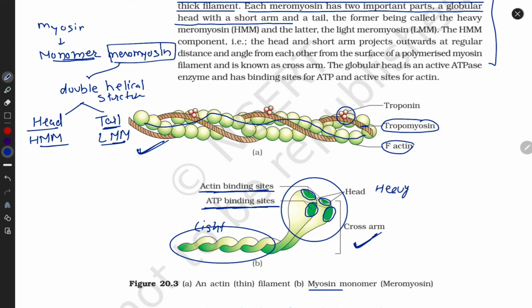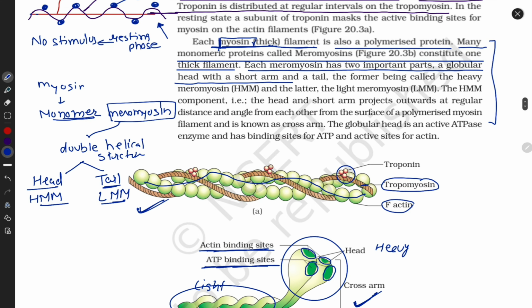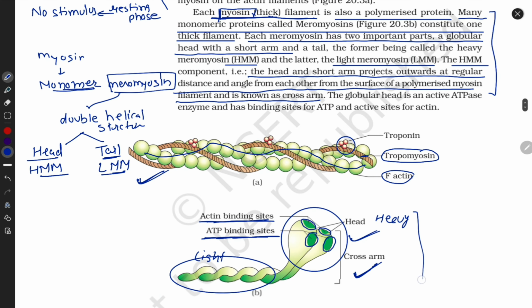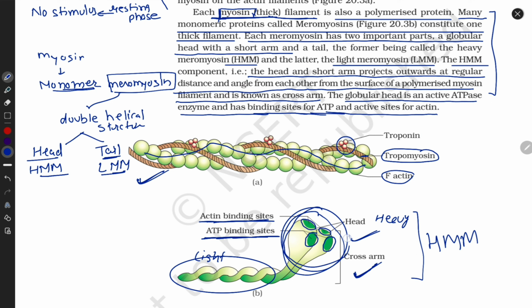Now, this is all about myosin. This is the heavy meromyosin region and the light meromyosin region. In the heavy meromyosin component, the head and short arm project outwards at regular distance and angle from the surface of the polymerized myosin filament, and are known as cross arms. This whole portion is heavy meromyosin. The globular head is an active ATPase enzyme and has a binding site for ATP and an active site for actin. The actin binding site attaches with actin and the ATP binding site attaches with ATP.